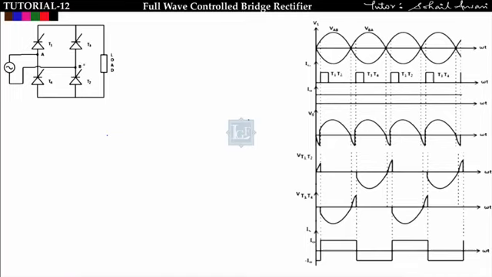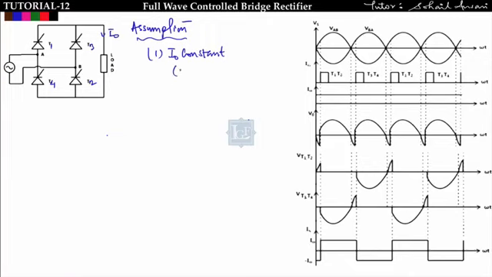So this is a full wave controlled bridge rectifier having four thyristors: T1, this is T3, this is T2 and this is T4. So T1, T2, T3, T4, four thyristors are connected in bridge form, and here the load is connected and supply is given, Vs is equal to Vm sin omega t. So here I am assuming one thing, that the load current is constant. I am assuming that I naught is constant. This is the I naught.